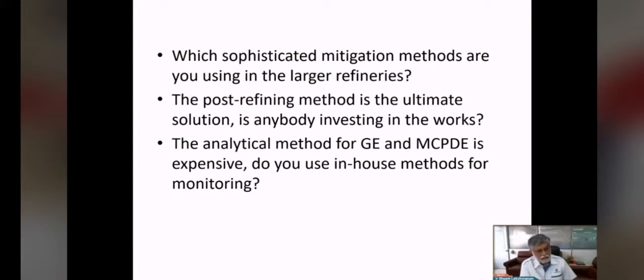In our case, for the third question, we have an on-site Agilent GCMS, which we use for testing the MCPDE and GE. But like I said, it is time consuming, and in most cases, production cannot wait for the results. So we've started to develop tools to give us an indication of what the possible MCPDE and GE levels in the final product would be.